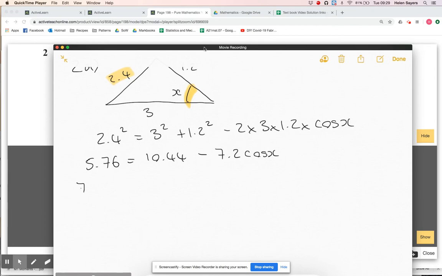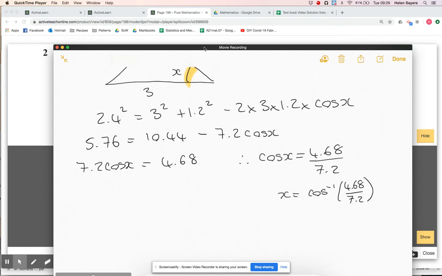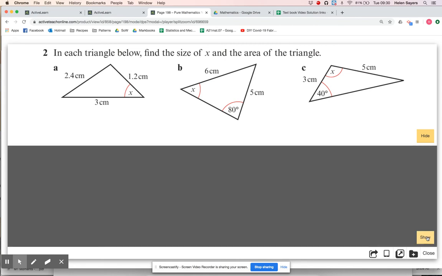I'm going to add the 7.2 cos x over to the left-hand side and then do 10.44 minus 5.76 and get 4.68. So cos x is 4.68 over 7.2. So x is arc cos of that, which is 49.5 degrees. I'm just going to check that, because I've typed something into my calculator. No, we're good.